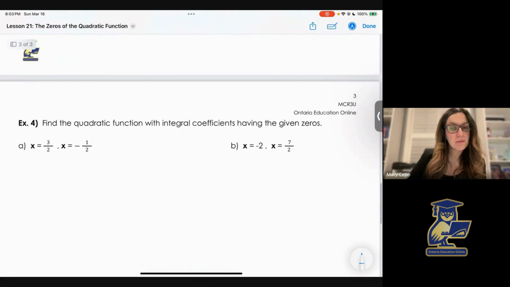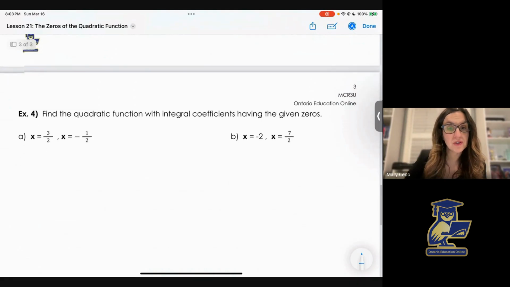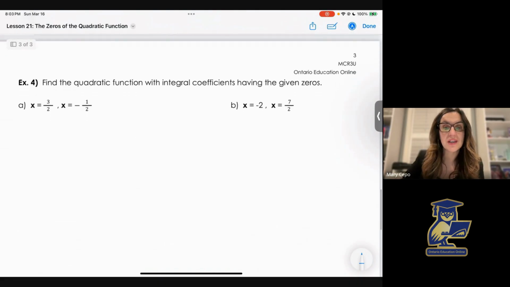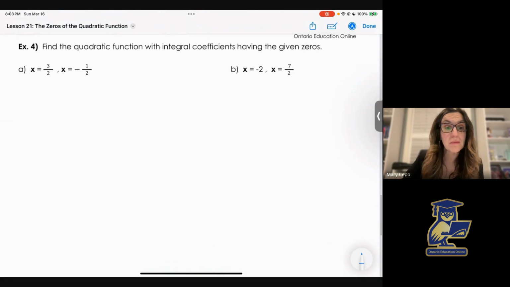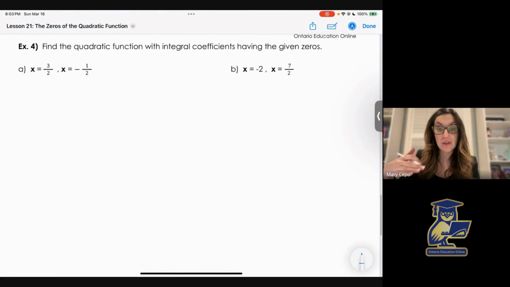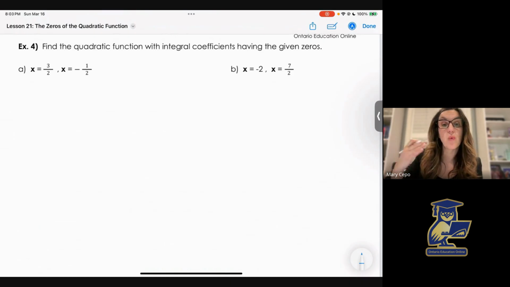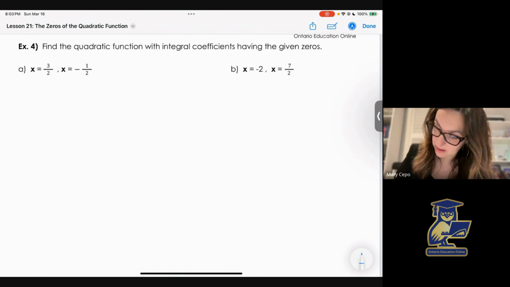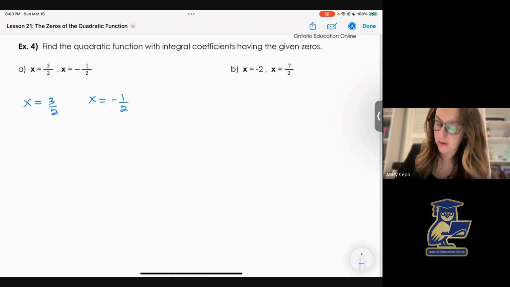Okay. Example 4, we have: find the quadratic function with integral coefficients having the given zeros. Now we're working backwards in this question. Now we're given the zeros and we need to figure out what the quadratic function will be. So think of it as setting it up by working backwards. So we have x is equal to 3 over 2, and then we have x is equal to -1/2.